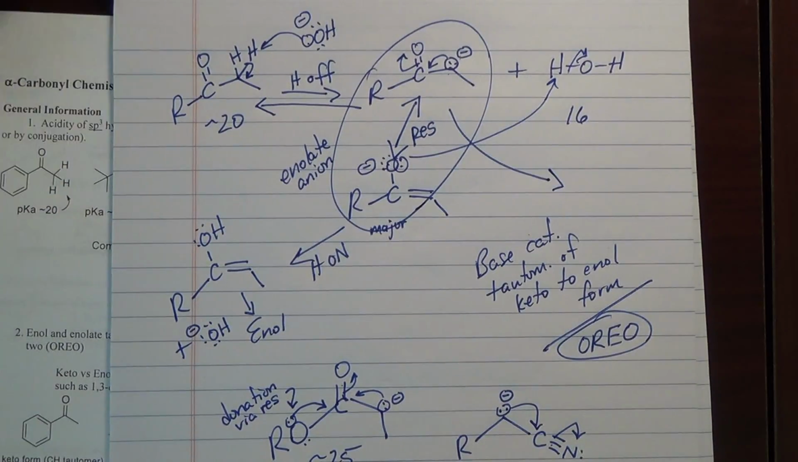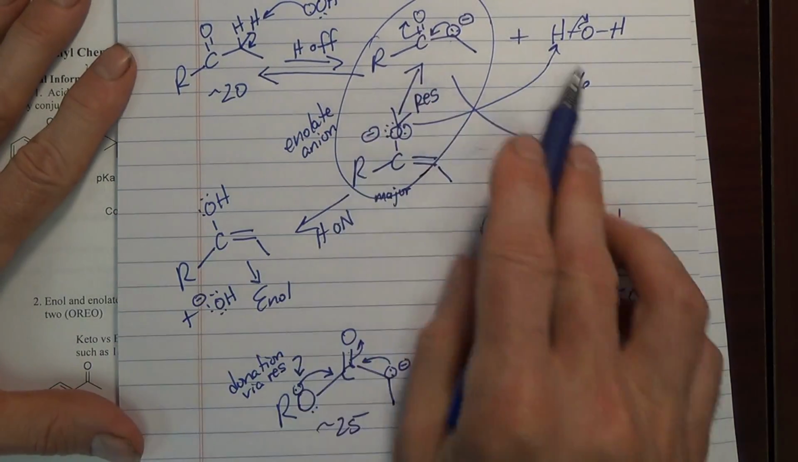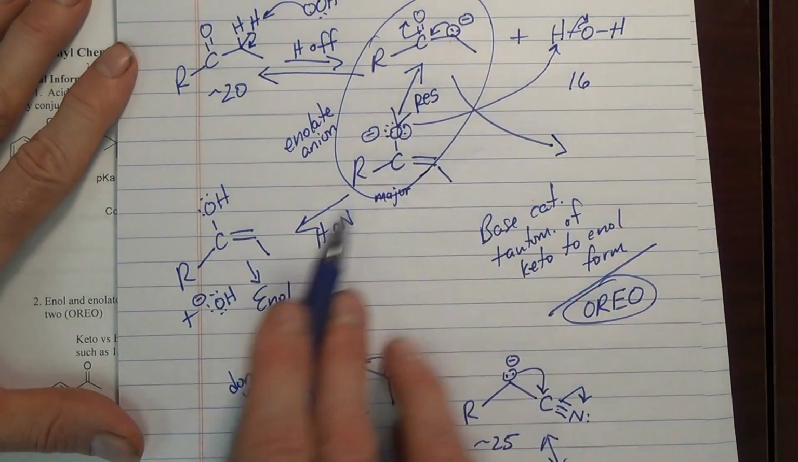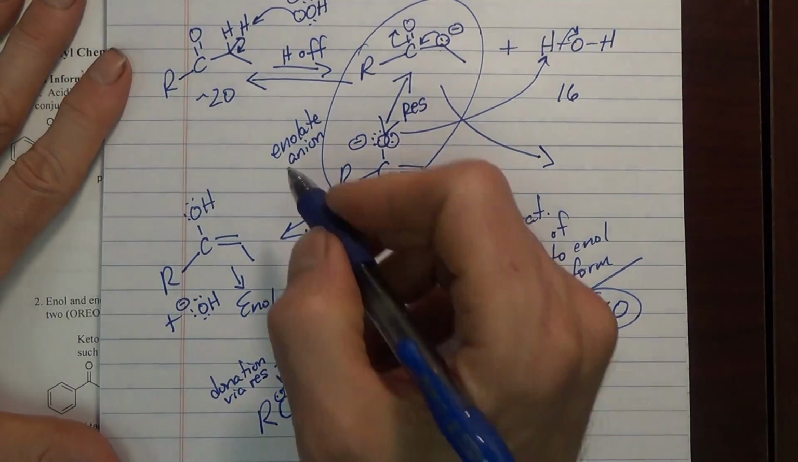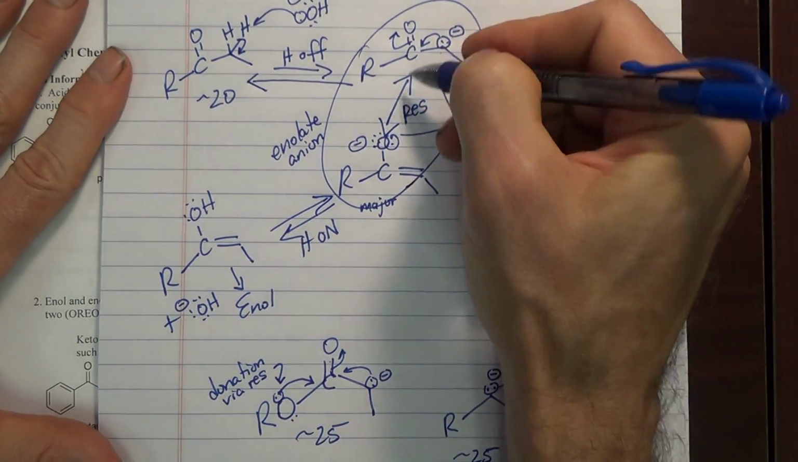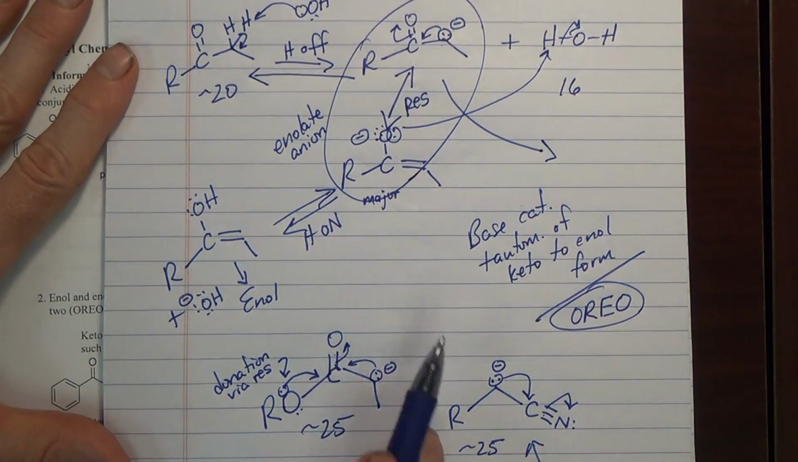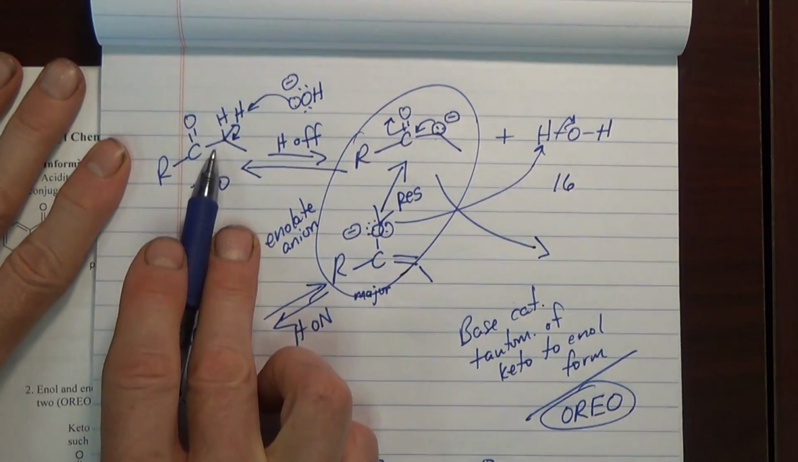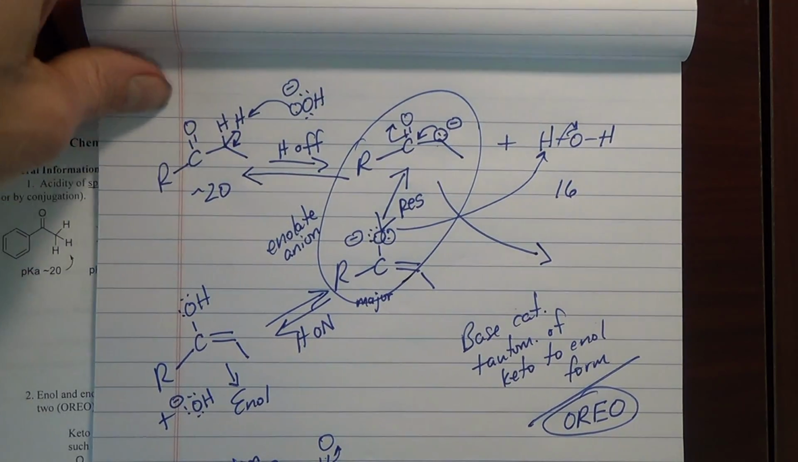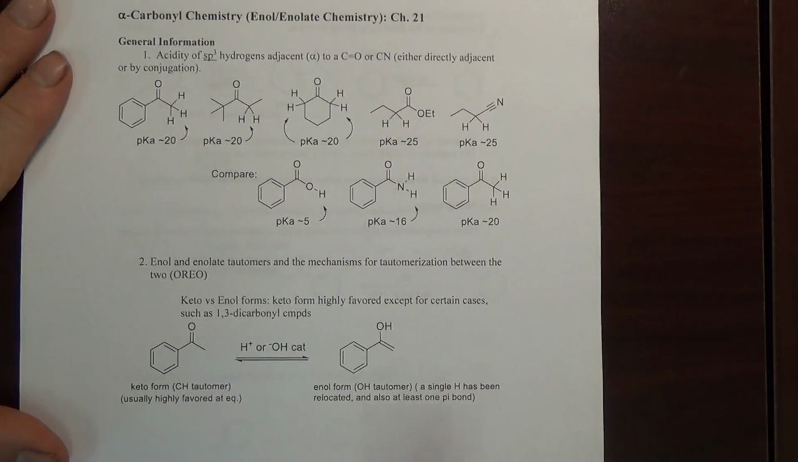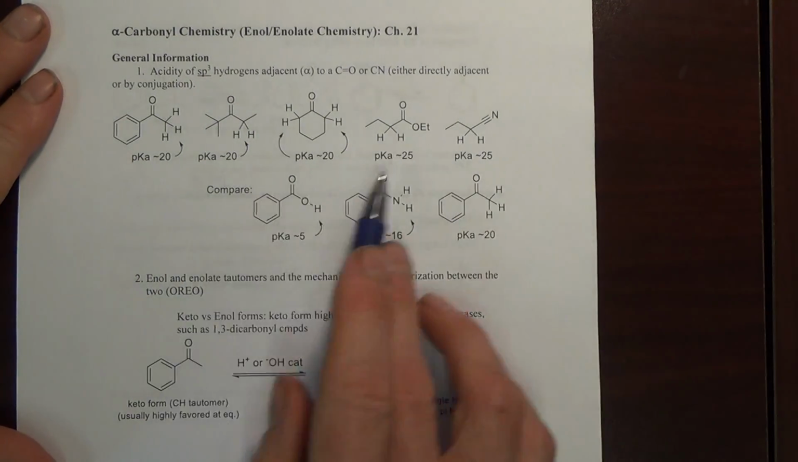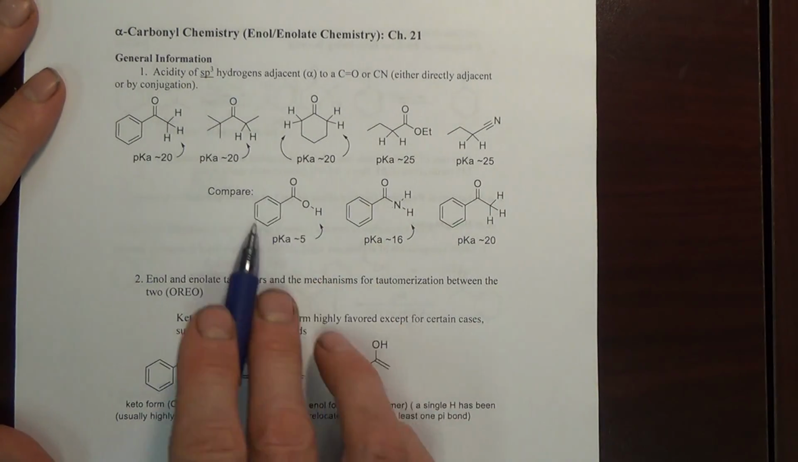Now, back up here, we talked about going to the enol. We need to talk about this equilibrium. Each step is an equilibrium here. And the carbonyl is actually highly favored. We'll mention that below. We mentioned that in Organic 1. Okay, we can compare the pKa of these to others.